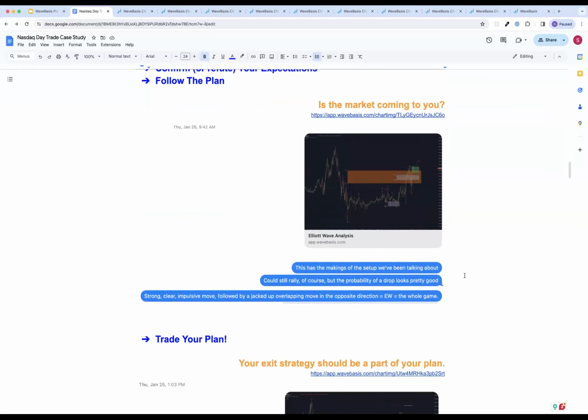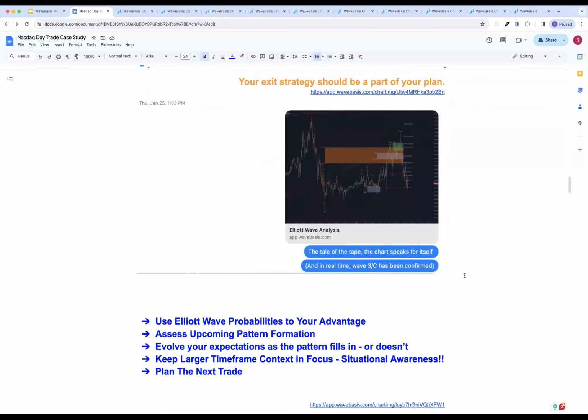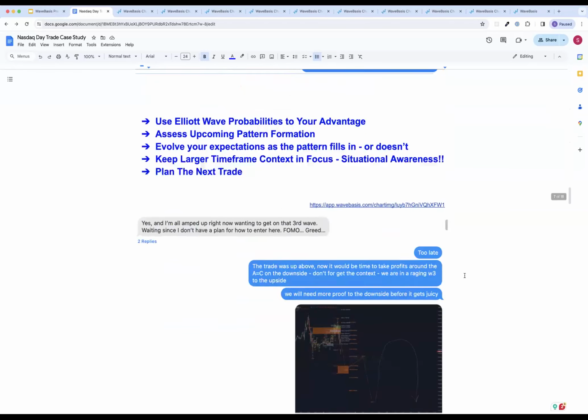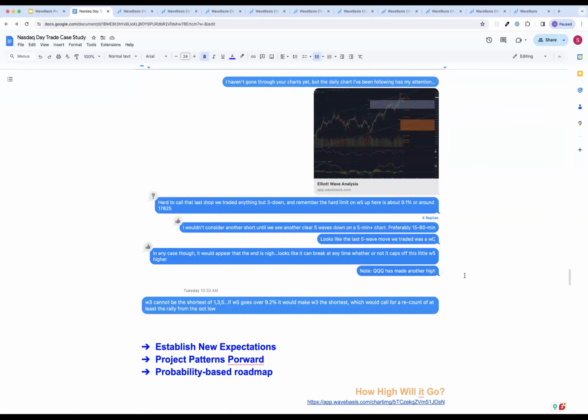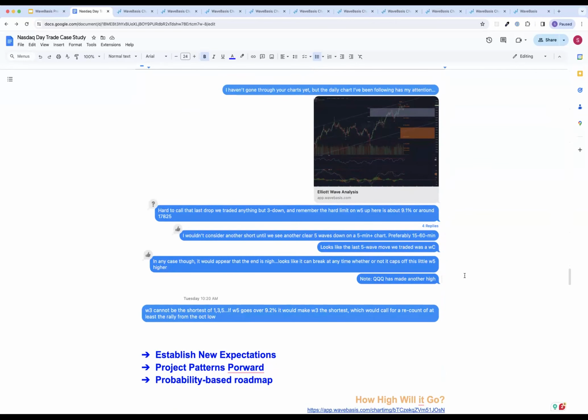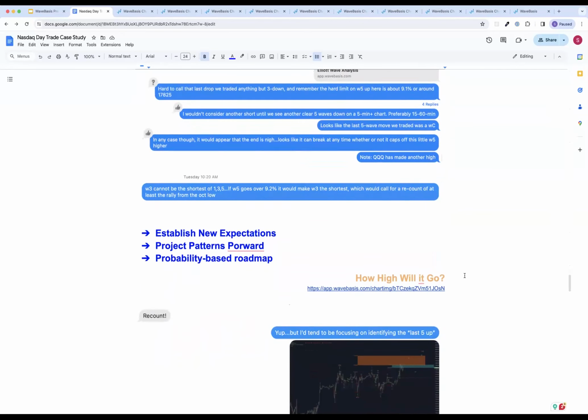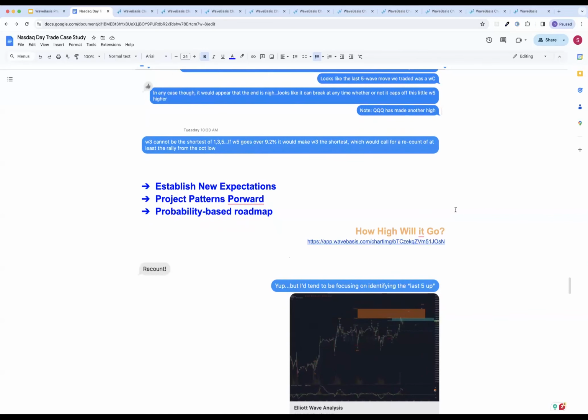Let's see. Where were we? Back down here, and back up. So we're almost at the bottom of this. At this point, QQQ has made a new high.